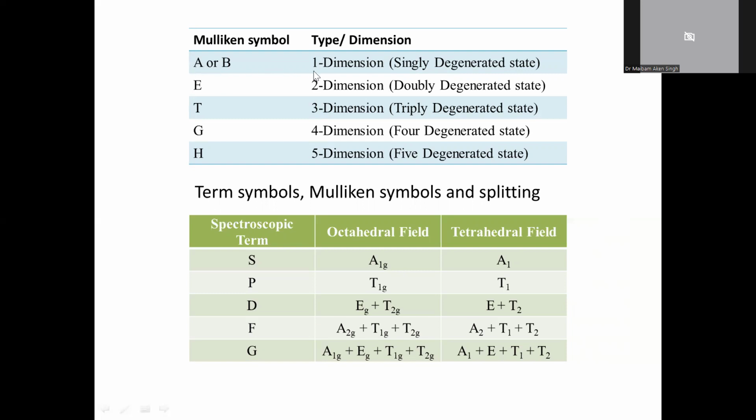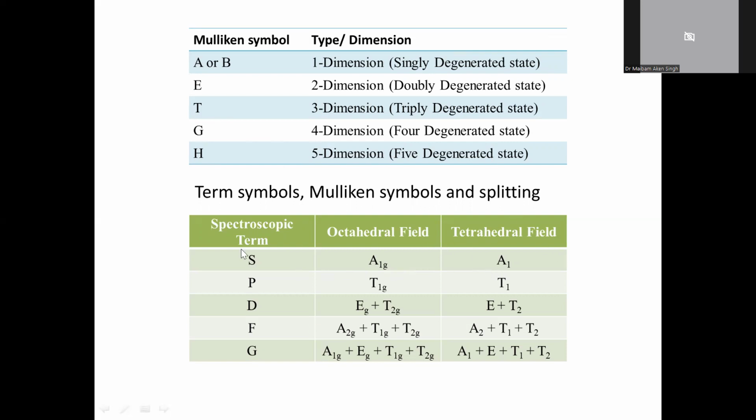Generally, A means one-dimensional, that is, a singly degenerate orbital, for example the S orbital, having only one degenerate level. A generally reflects the positive side, B the negative side. E means two-dimensional, doubly degenerate. T means triply degenerate, G means fourfold degenerate, and I means fivefold degenerate.